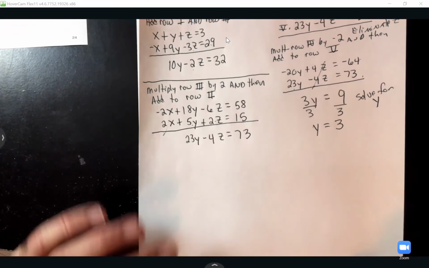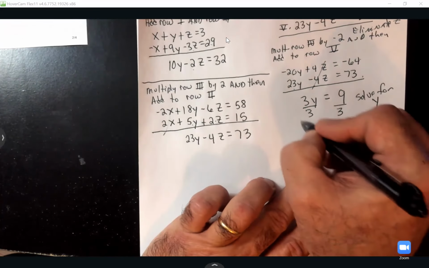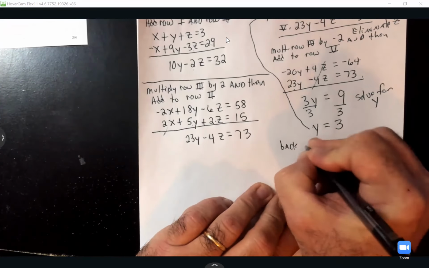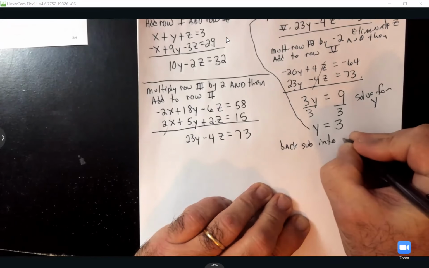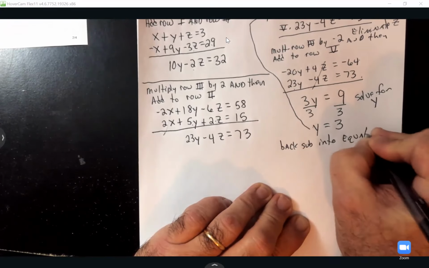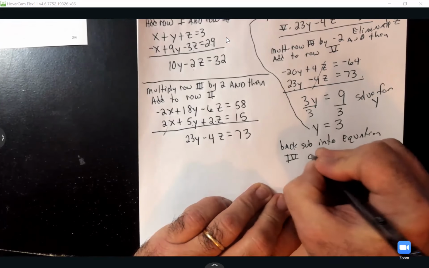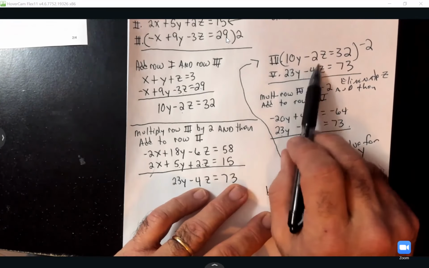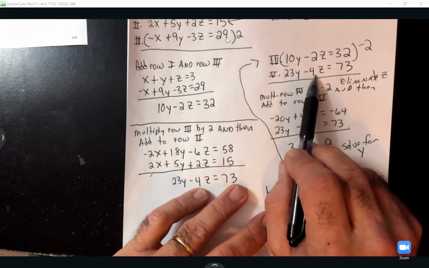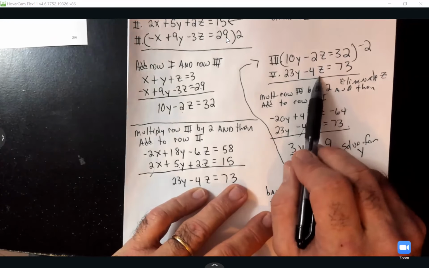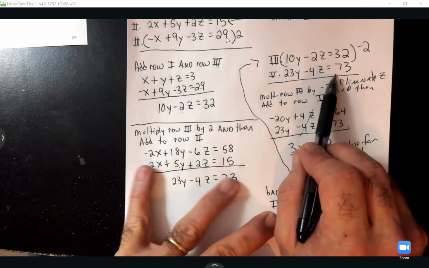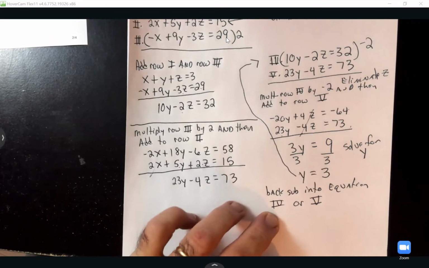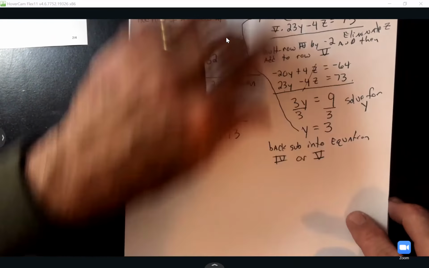Since I now know that y equals 3, I'm going to take that y equals 3 and back substitute into either equation 4 or 5. Remember, 4 and 5 are right here, these two little equations. I'm going to pick one of them so that I can find out what the z equals. Then I know the y and the z. I'm going to plug them into one of these over here and get the x. So you got to do the back substituting twice on these, okay?